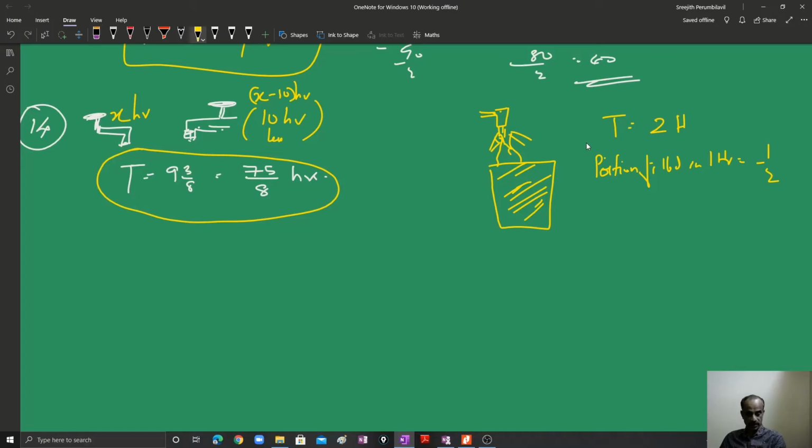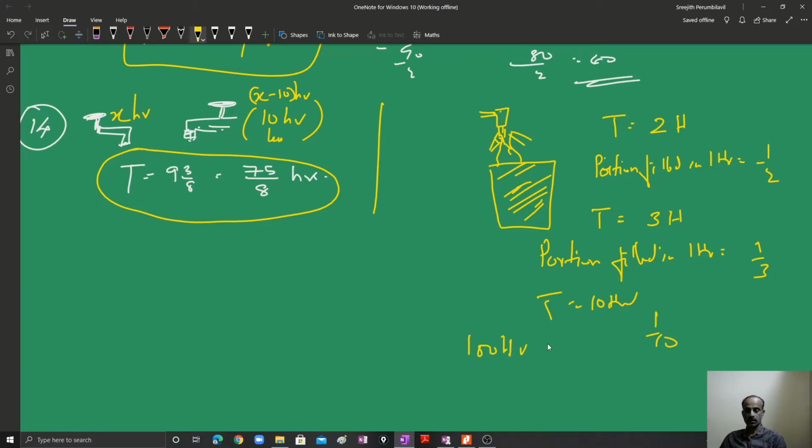Repeat, time taken is 2 hours to fill the tank. Suppose this is not related with the question, a different one. Then the portion filled in 1 hour is 1 by 2, half of that. Suppose the time taken is 3 hours. What portion is filled in 1 hour? That is 1 by 3. Suppose the time taken is 10 hours, the portion filled in 1 hour is 1 by 10. Suppose the tap takes 100 hours to fill the tank, the portion filled in 1 hour is 1 by 100.